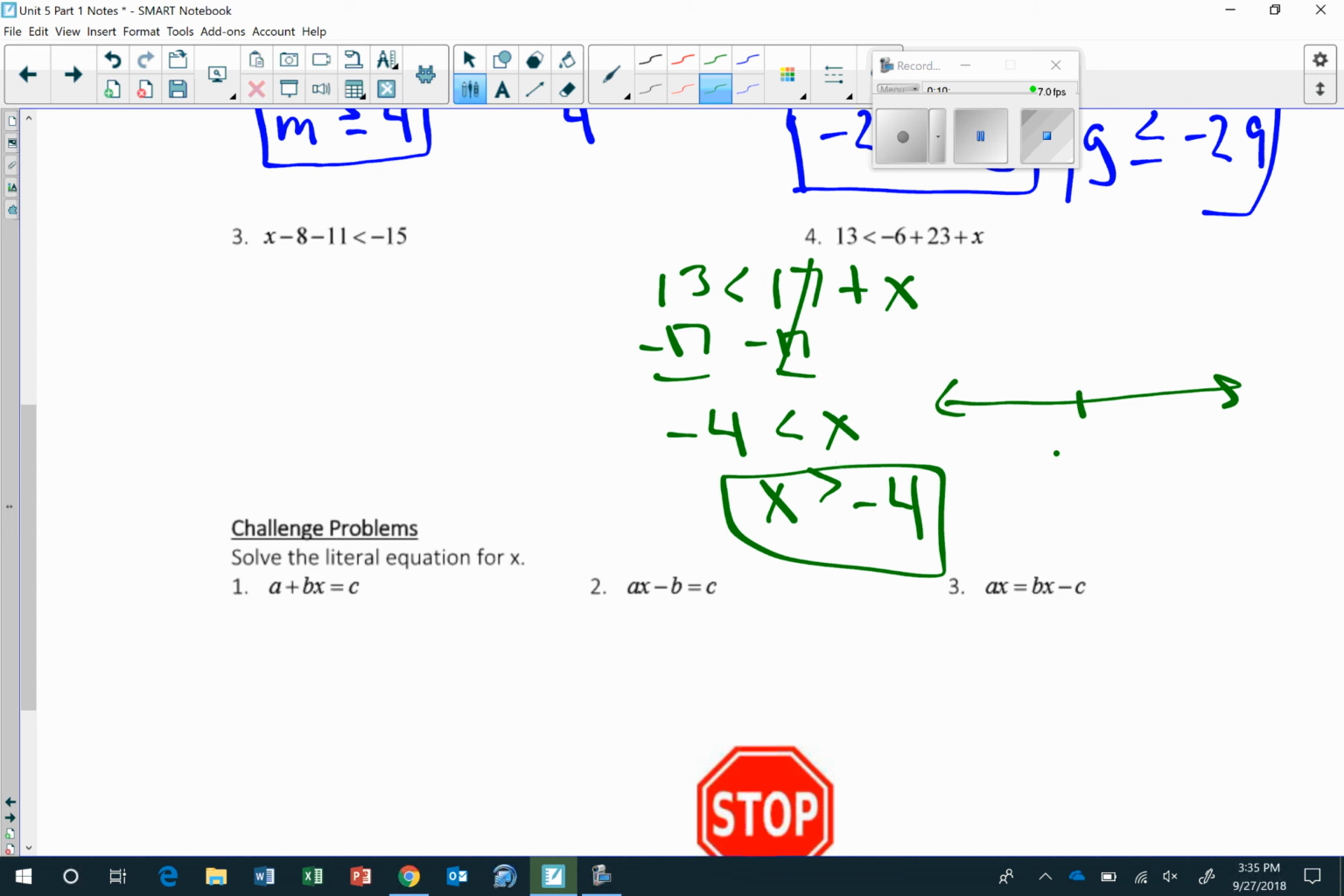So I put negative 4 on the graph. It's greater than, but not equal to, so it's an open circle, and then greater than tells me to go to the right.